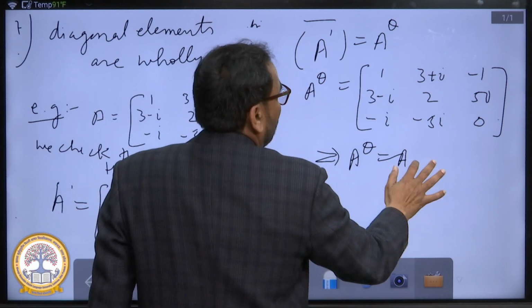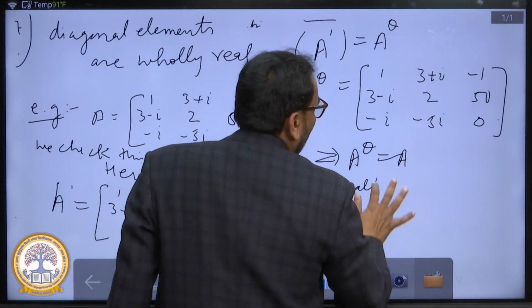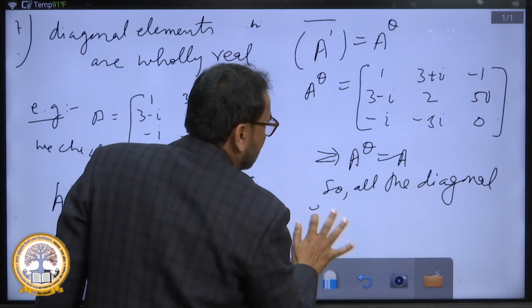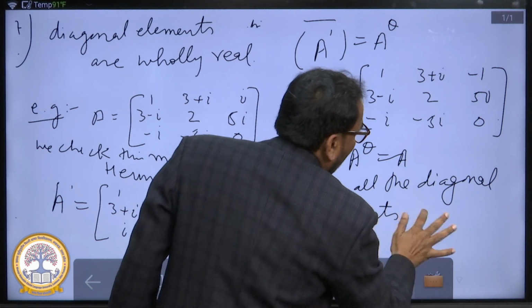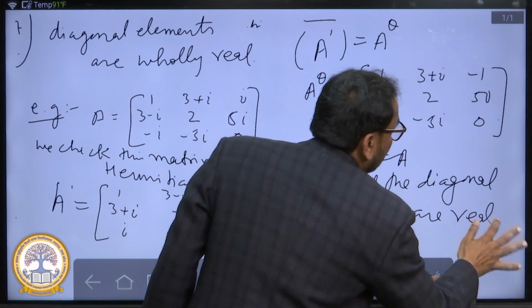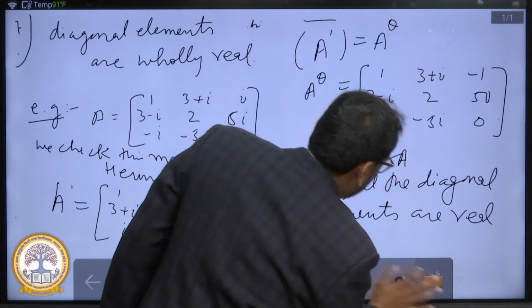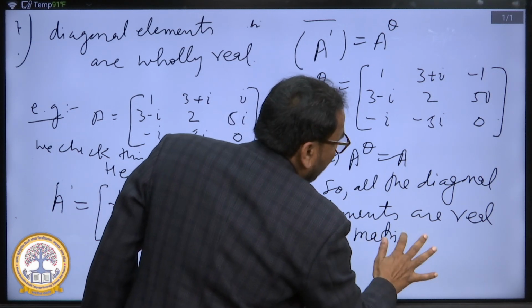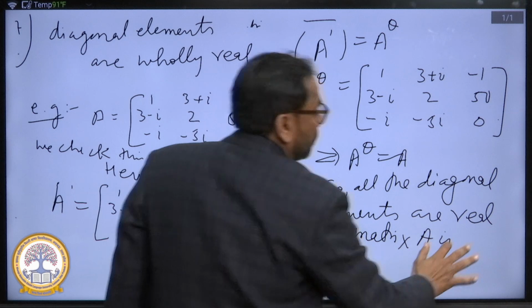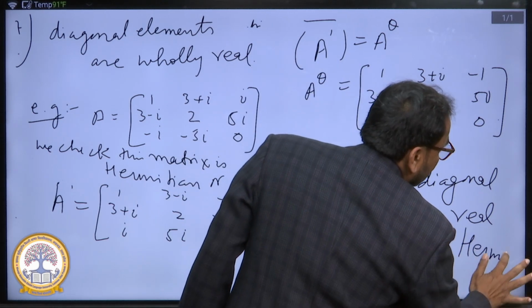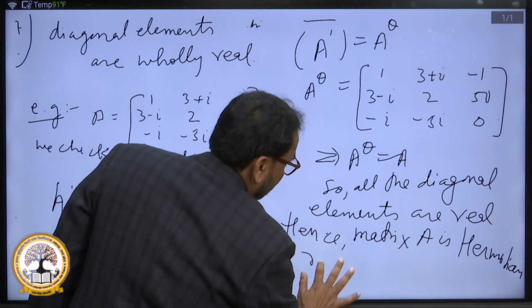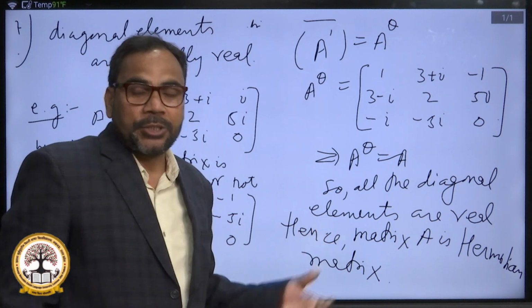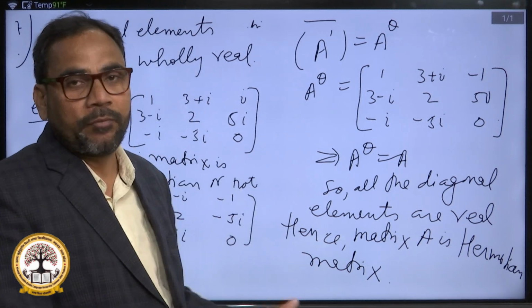So all the diagonal elements are real. Hence this matrix A is a Hermitian matrix. This is the definition of Hermitian matrix, and we also gave one example.